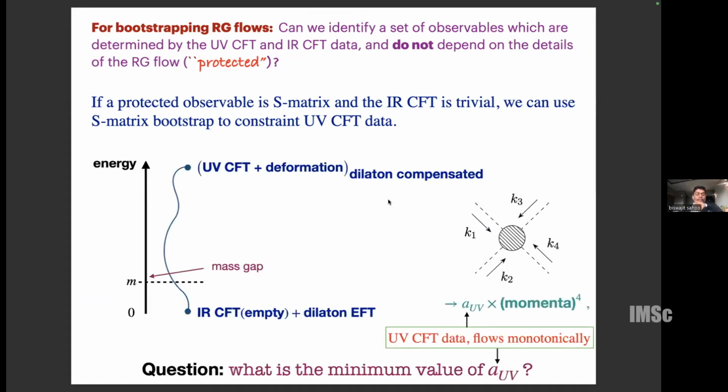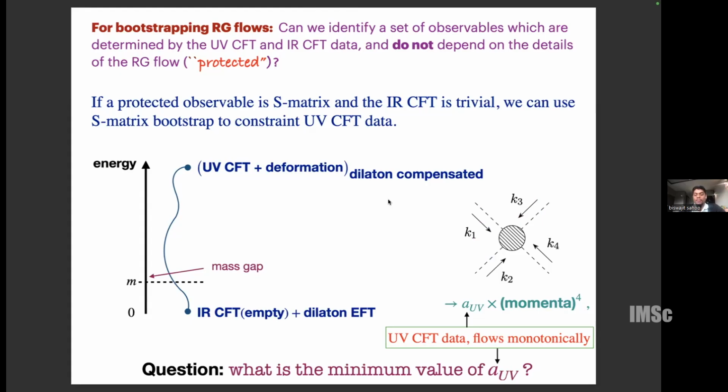For example, one of the questions we asked is this: consider a 4-dimensional RG flow by some relevant deformation of the UV CFT. We can compensate for this explicit conformal breaking by introducing a dilaton field, and then flow to the IR. Suppose we consider a quantum field theory whose lowest stable particle is a massive scalar, so the IR CFT is gapped. Then we can ask whether we can constrain the parameter space of UV CFTs.